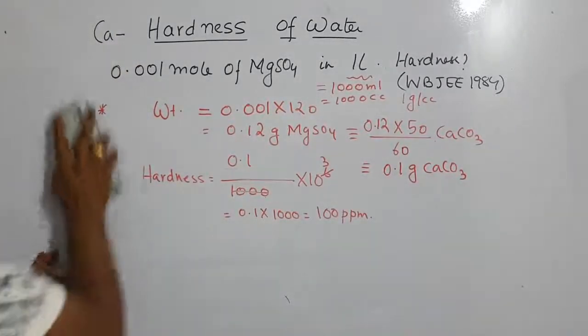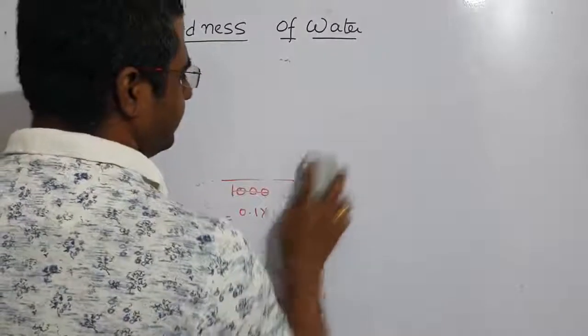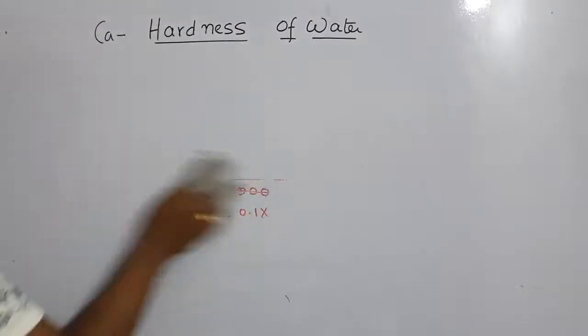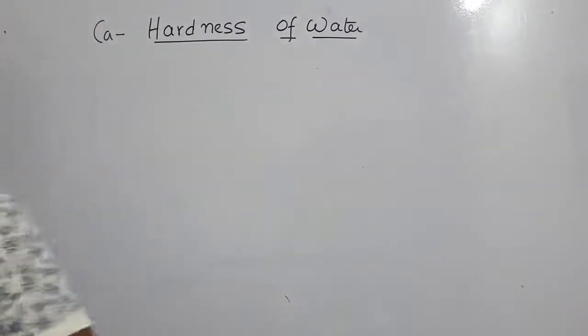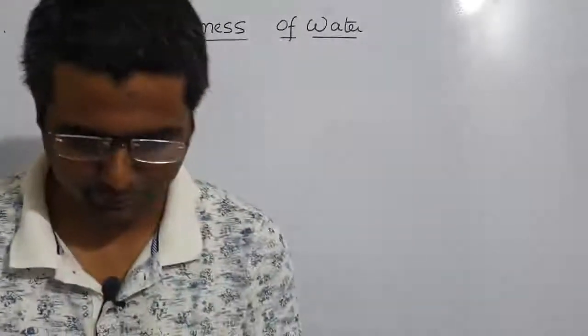So hardness is the weight of calcium carbonate divided by the weight of water into 10 to the power 6. So we'll go to the next problem now.